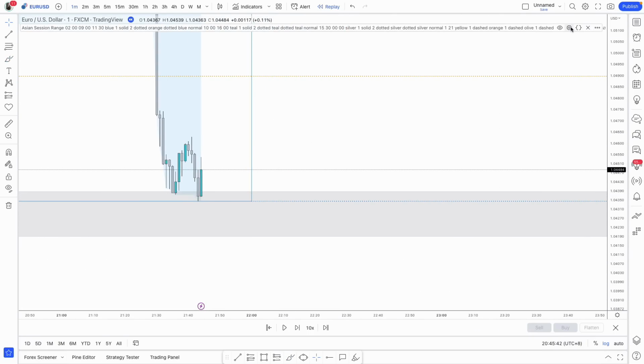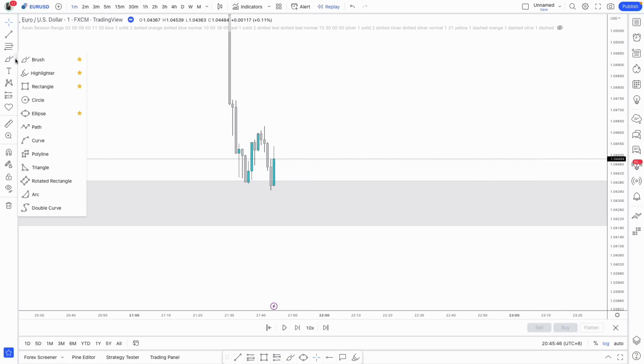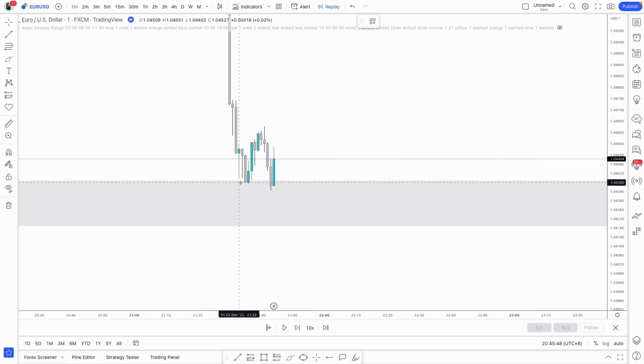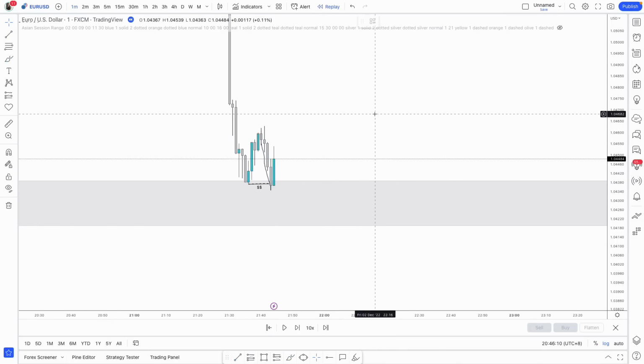So our confirmation is the same thing every time. It's essentially a change of character or an internal break of structure. So we tap into the 15 minute where we expect the orders to be. There's a quantity of demand orders that come into the market, hence pushing price upwards. And then supply comes back into the market and pushes price back down below the low. So there is our sweep of liquidity inside of our point of interest, which is perfect. Always nice to see a sweep of liquidity inside of your POI.